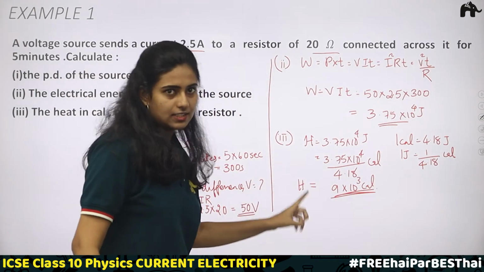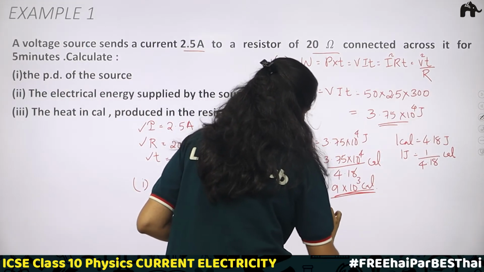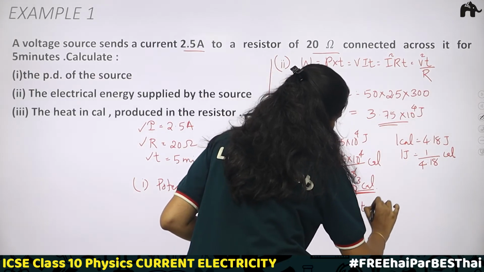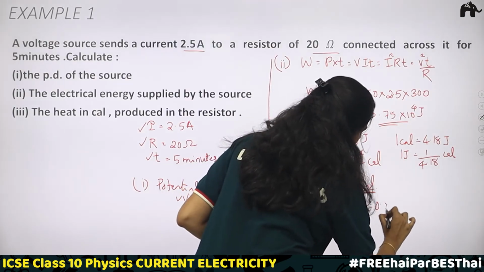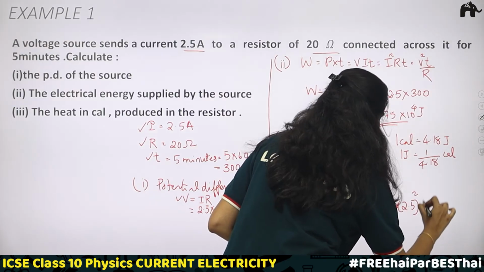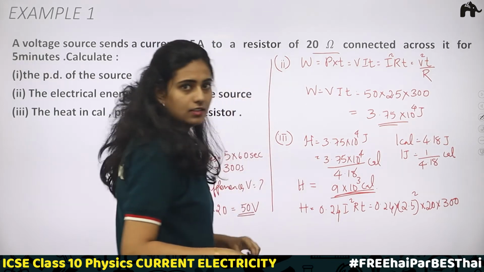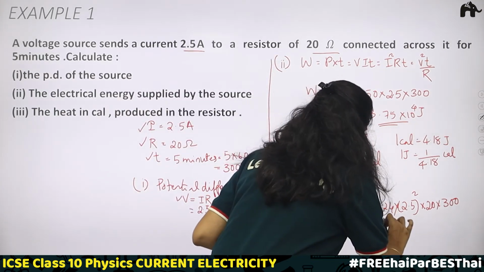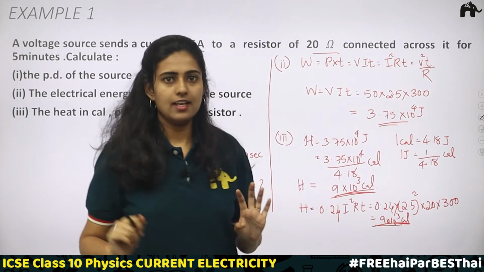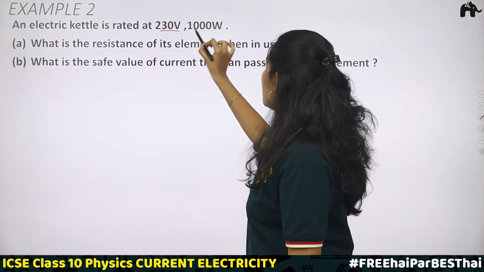You can find it like this, or you have studied another formula, with which you can directly find the heat energy. Heat energy H is equal to 0.24 I square RT. Just substitute the values. 0.24 into I square, current is 2.5 square, resistance is 20 and time is 300. When you calculate this, again you will be getting the same value, almost equal to 9 into 10 raised to 3 calories. Clear? Second example.